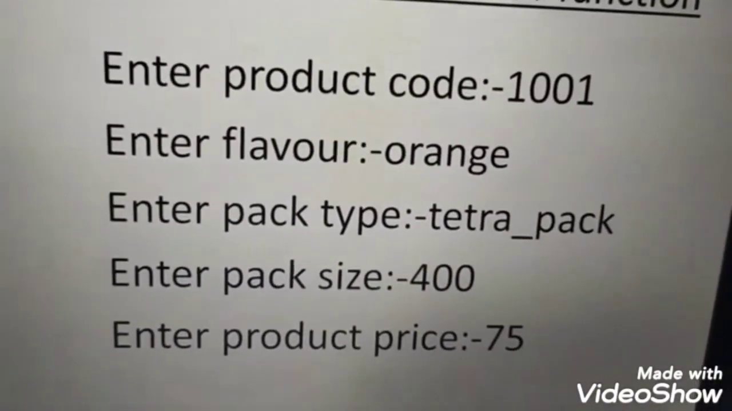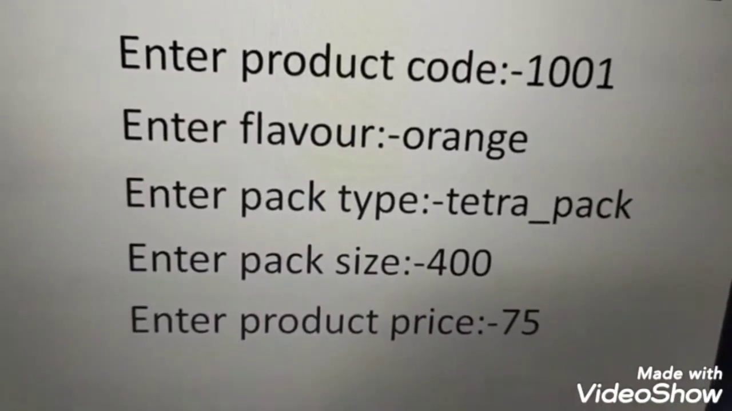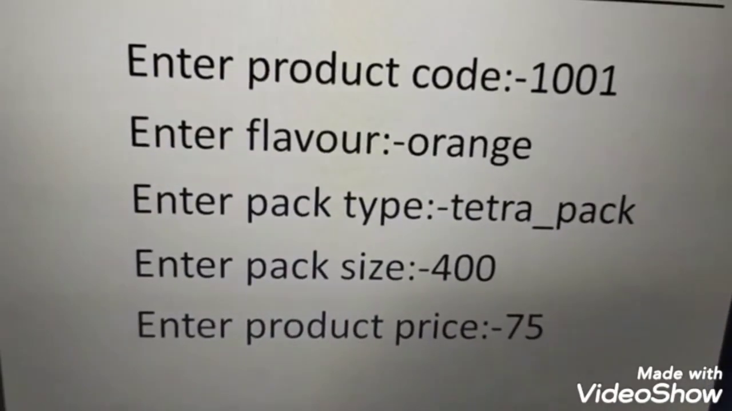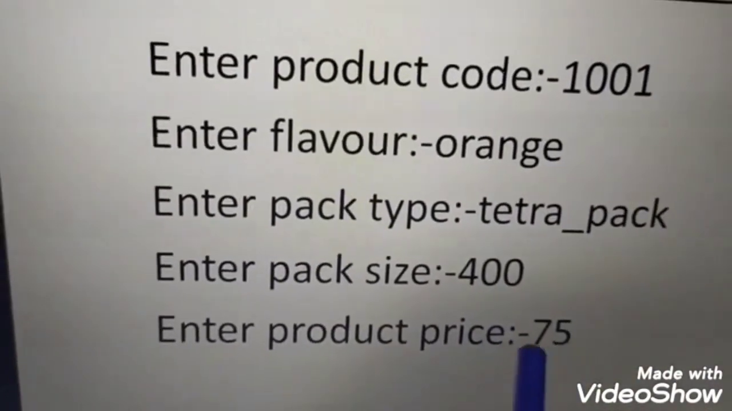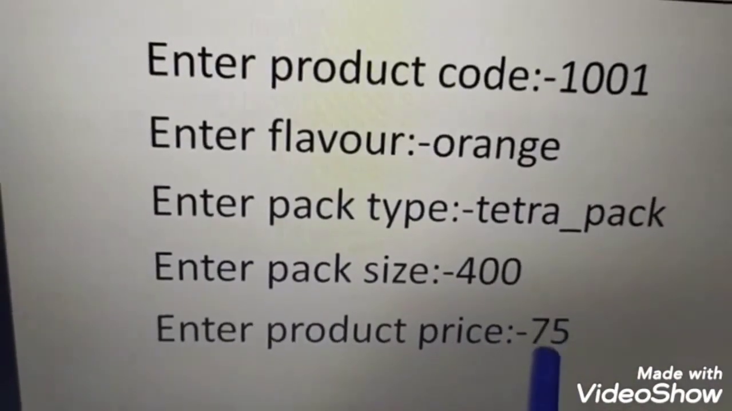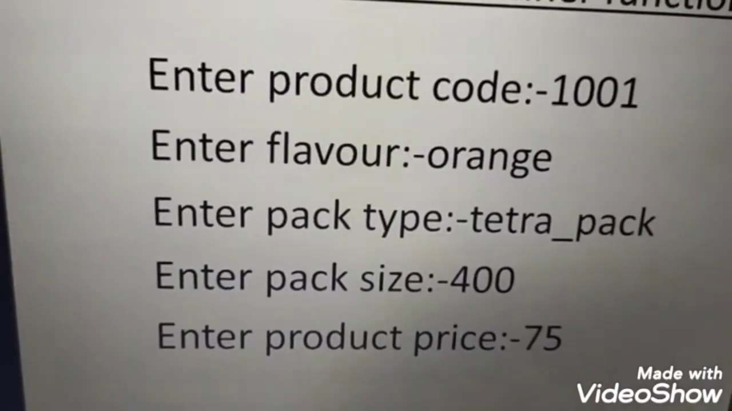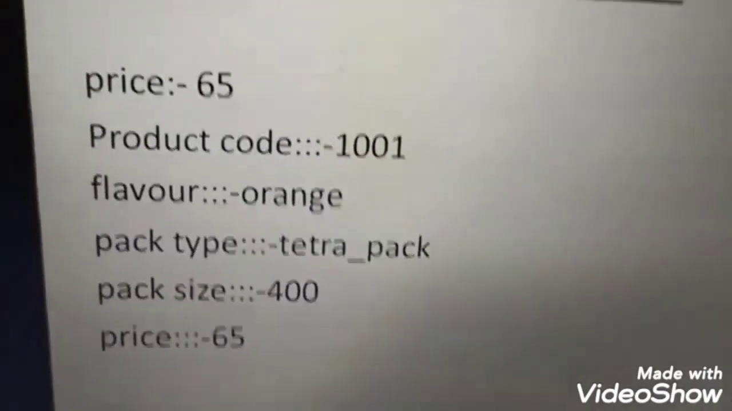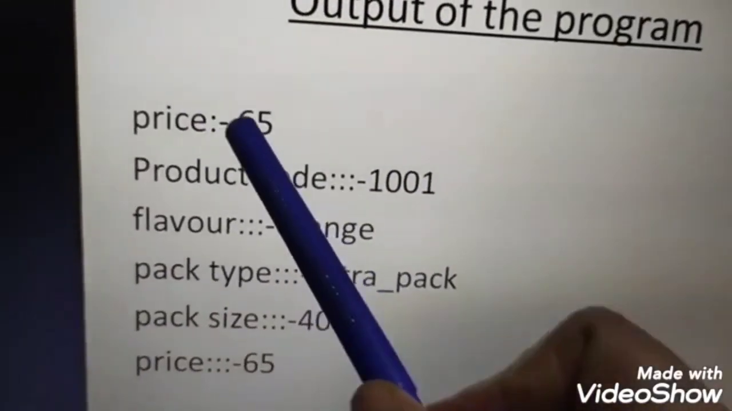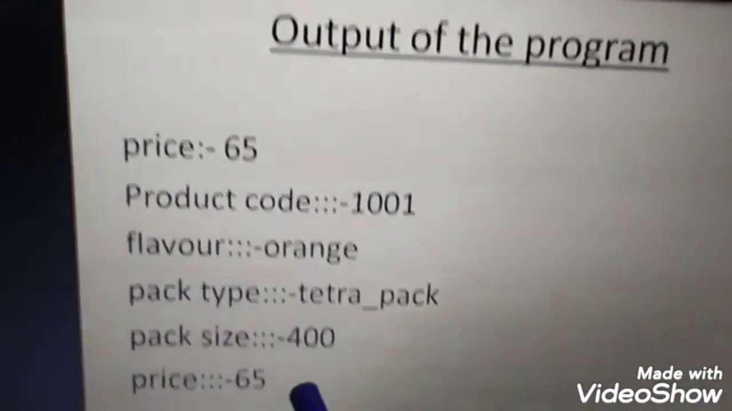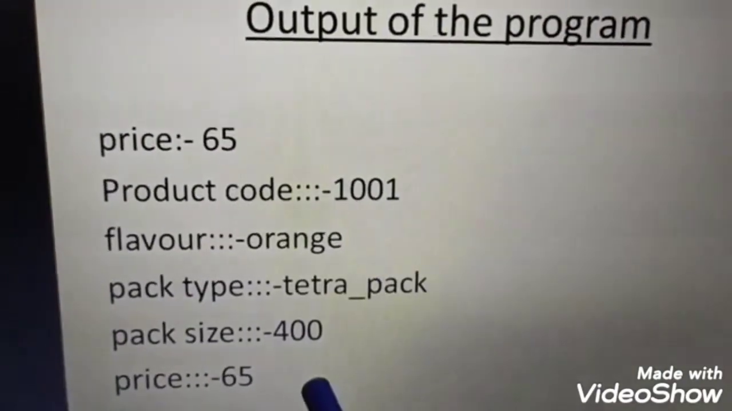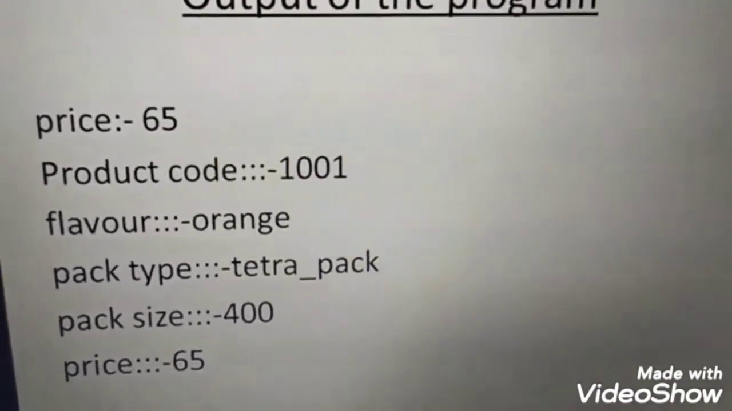After input by the user, the process is calculated and the discount is calculated. Just look and mark here: the product price entered was 75. After the discount procedure, the output is 75 minus 10, which is 65. Whatever product code you entered, that data is displayed in the output. Okay, now you have to be clear here.